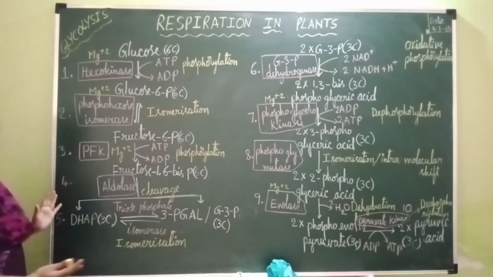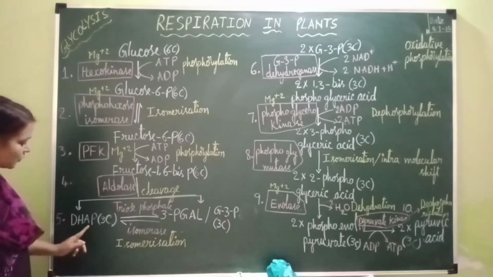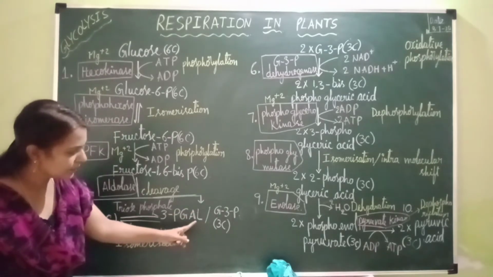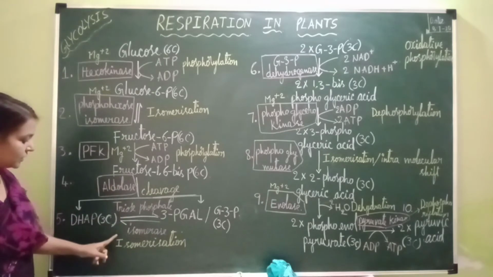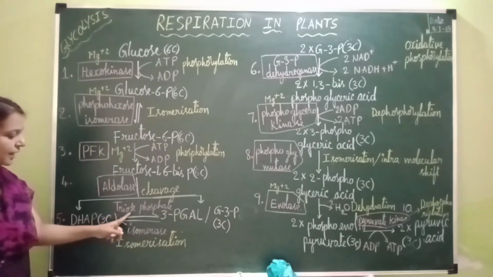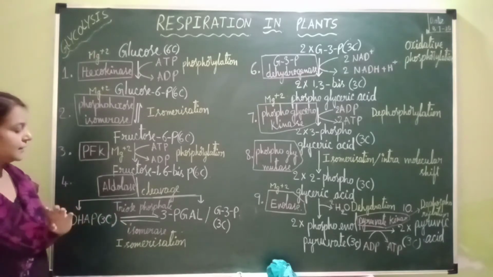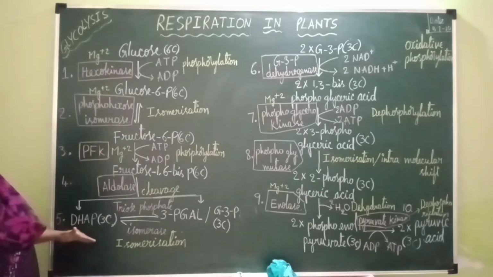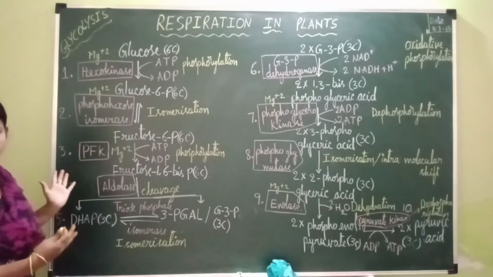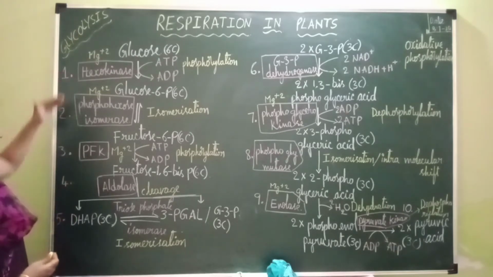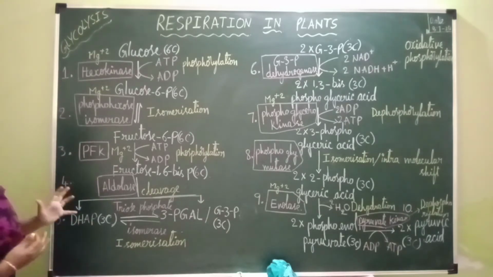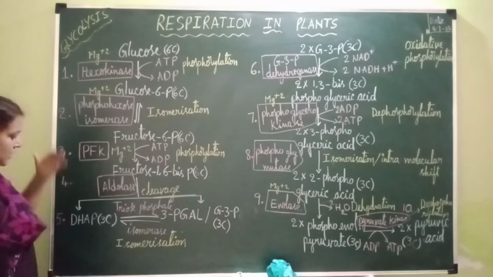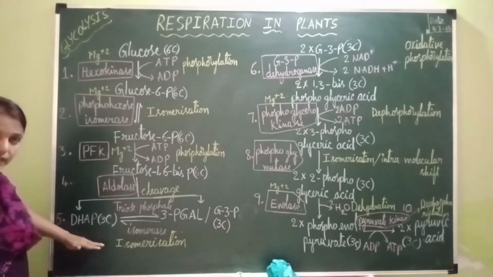Now both of these compounds are interconvertible isomers, and hence in the fifth step, DHAP undergoes isomerization into G3P or 3-PGAL. This isomerization is catalyzed by the enzyme triose phosphate isomerase. Glycolysis involves two phases. The first to fifth steps are under the first phase, the energy consuming phase or activation phase or preparatory phase. So by the end of this fifth step, the preparatory phase is completed.